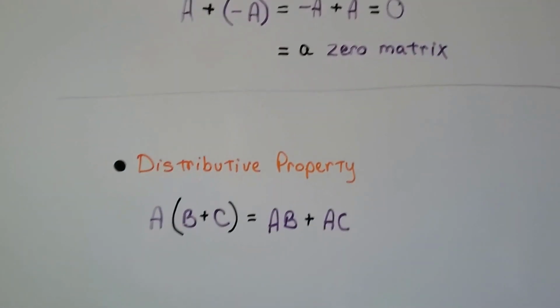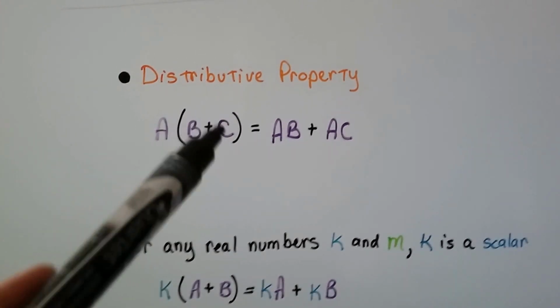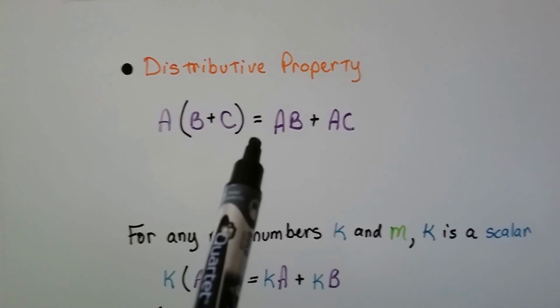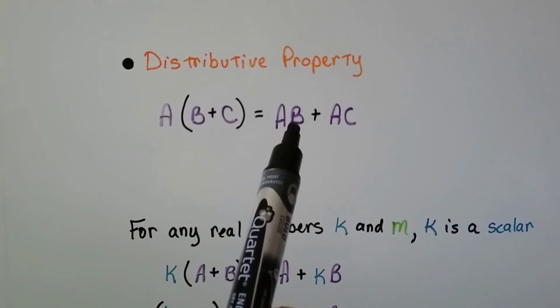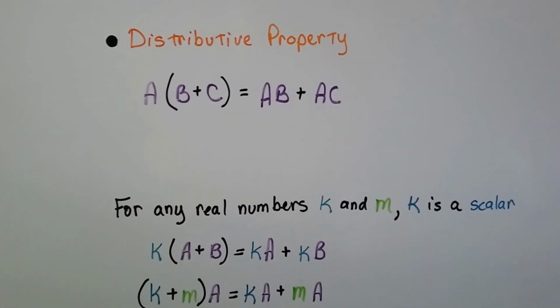And the distributive property, that works for matrices. We can add B and C matrices together and then multiply it by A. It's going to be the same thing as if we multiplied matrix A and B and then multiplied A and C and then added the products together.